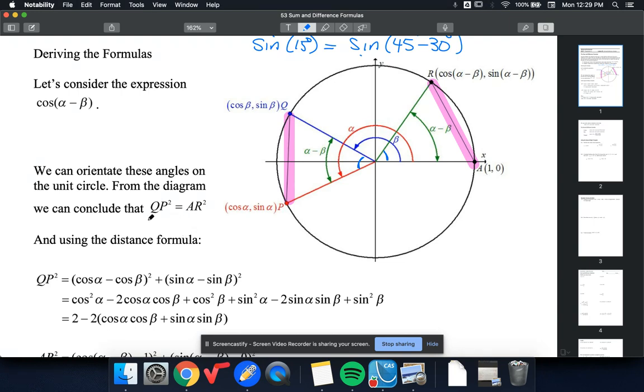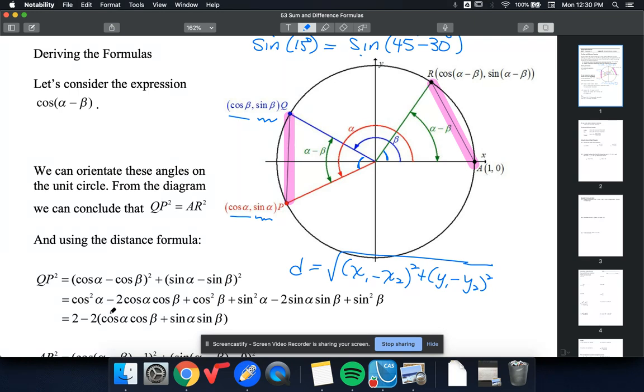Using the distance formula, which is back from your geometry days: if I want to find the distance between two points, I can do x coordinate minus x coordinate squared plus y value minus y value squared, and that gives me the side squared. Remember, the distance formula is the square root of x1 minus x2 squared plus y1 minus y2 squared. If I square both sides, I get d squared, which is what we're showing here.